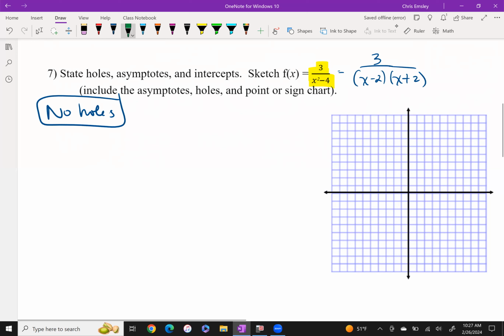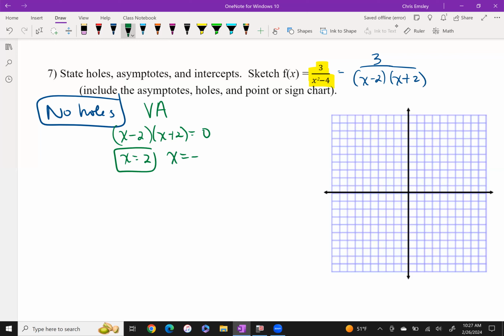Then we move on to asymptotes. Vertical asymptote happens where the denominator equals 0. So this one is going to have two vertical asymptotes. First one is x equals 2 from that first factor, and then x equals negative 2 from that second factor.